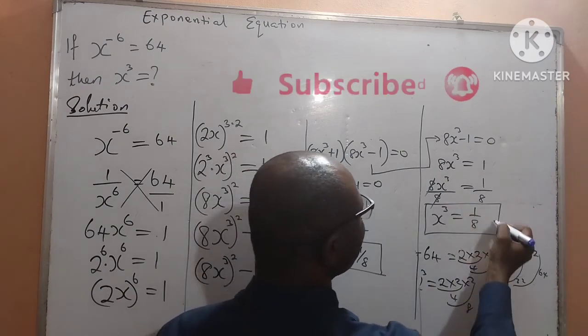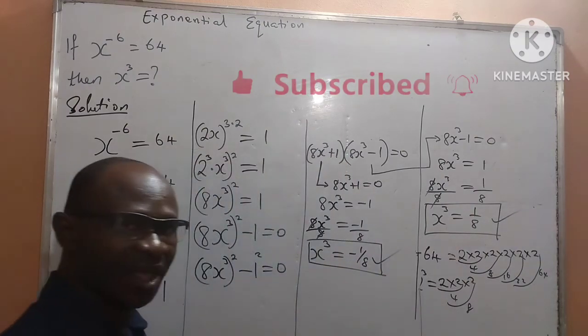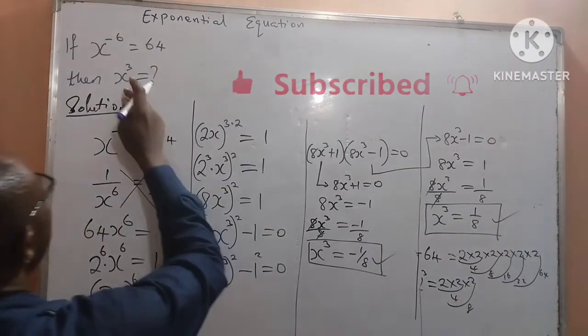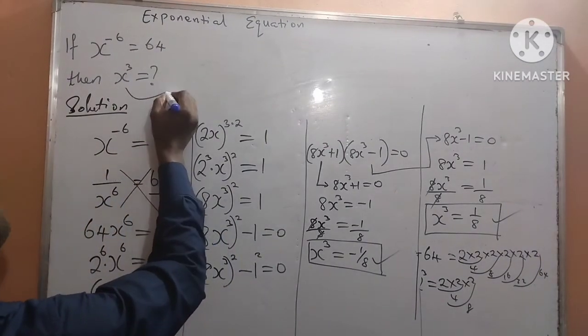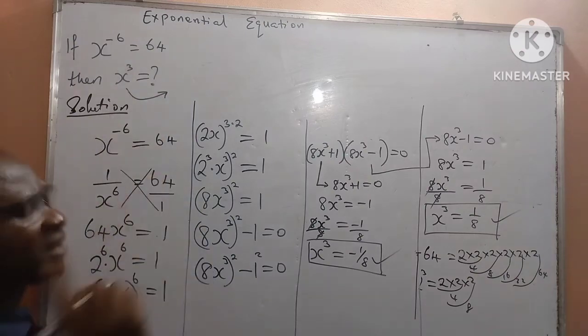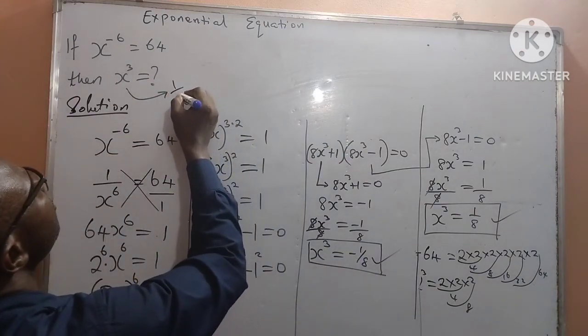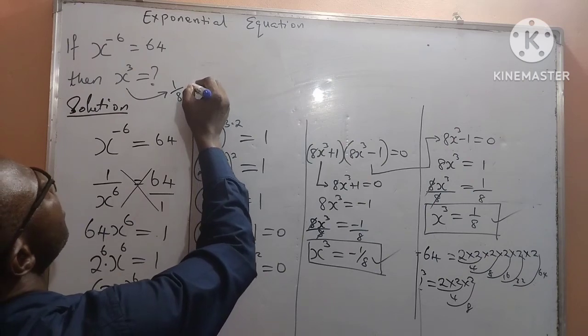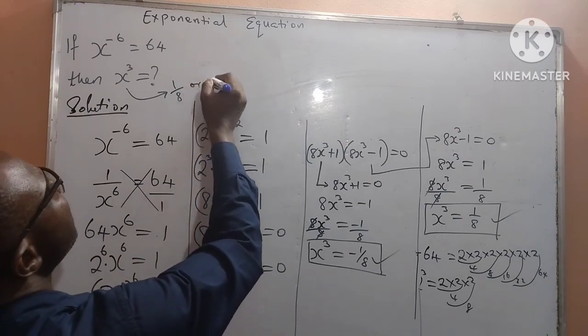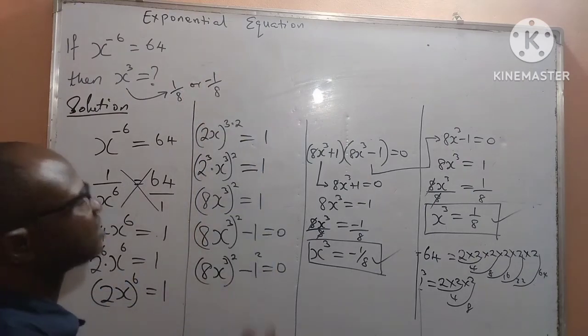Second answer. In conclusion, therefore, the value of x to the power 3 is equal to 1 all over 8 or minus 1 all over 8.